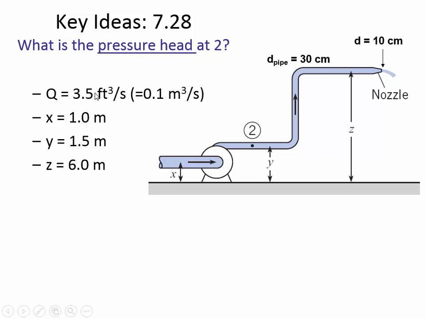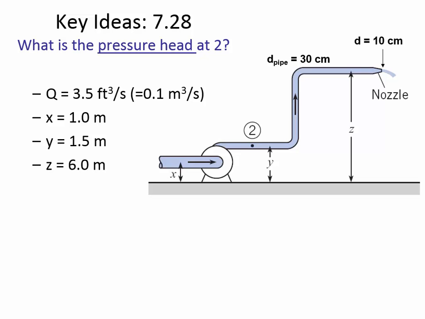But actually, it's not a misprint. They actually intend for you to do the conversion from cubic feet per second into cubic meters per second. Or shy of doing the conversion, at least looking on the slide here because I've done it for you. So you have 3.5 cubic feet per second is equal to 0.1 cubic meters per second.